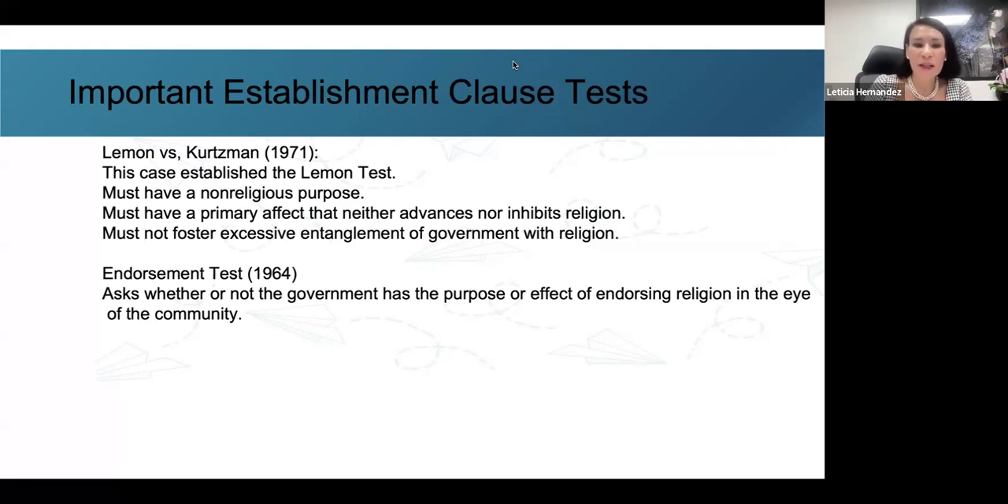There's also an endorsement test, from 1964, which asks whether or not the government has the purpose or effect of endorsing religion in the eye of the community. And this really was about whether the government's purpose can endorse religion. Can we or not? We see that in many of our school sites with religious clubs. Students are entitled to them, as long as they're not endorsing their religion to others. That is the clear delineation right there.